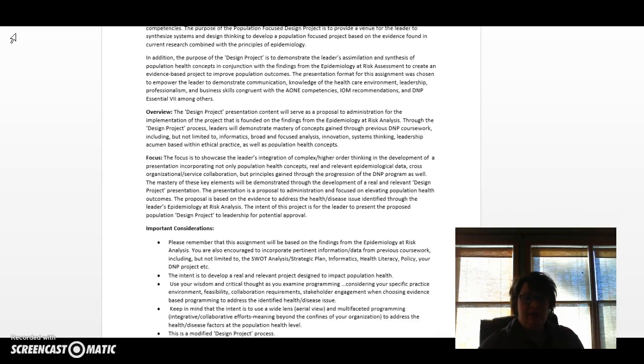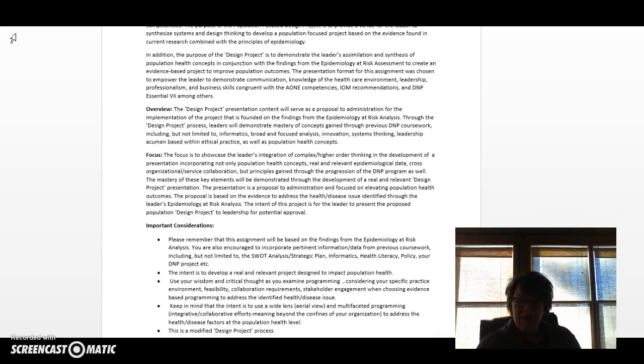As we're looking at the design project itself, we're taking the information from your epidemiology at-risk analysis, and we're taking the next step. We're developing a very focused program that's specific to your chosen population based on the culture of that population, and really looking at how to elevate the outcomes for your chosen population.